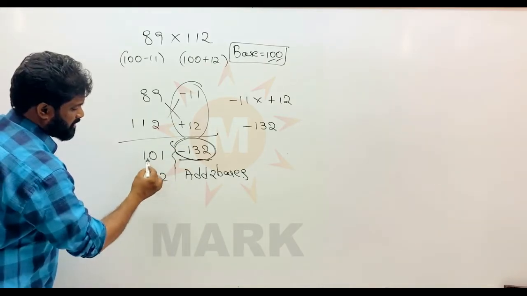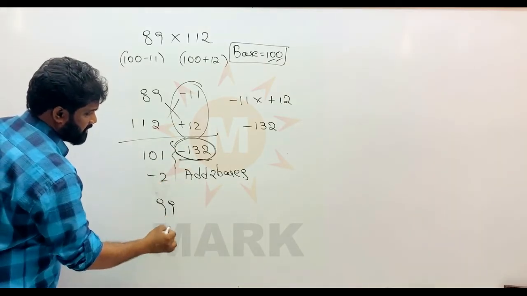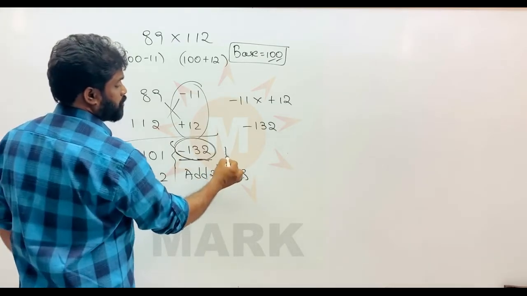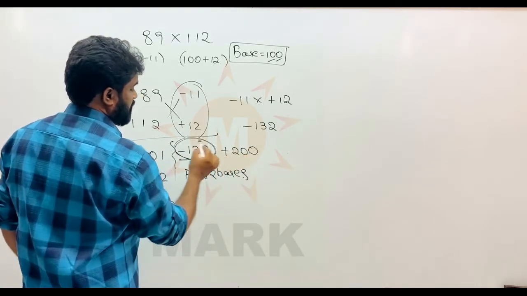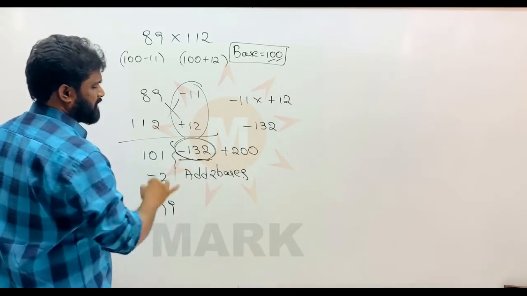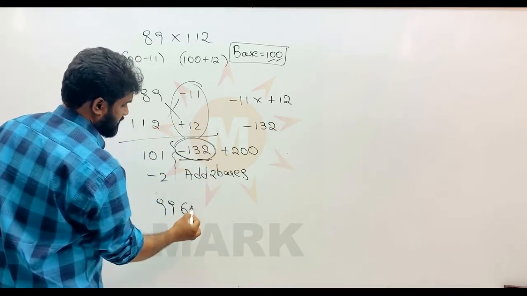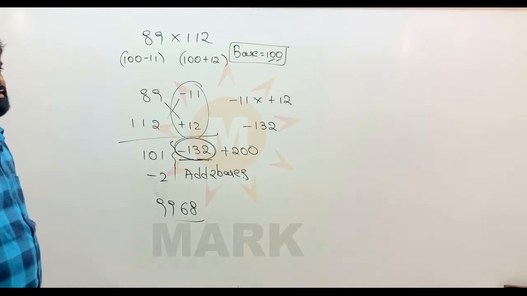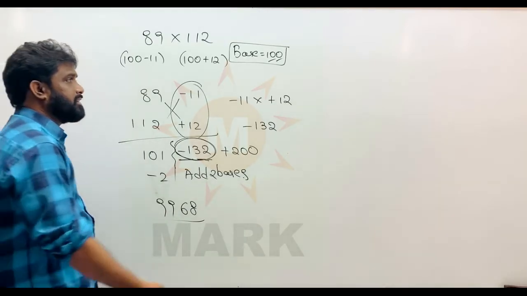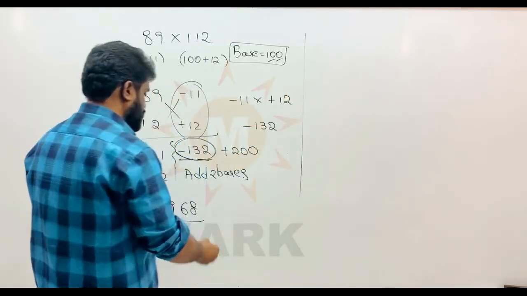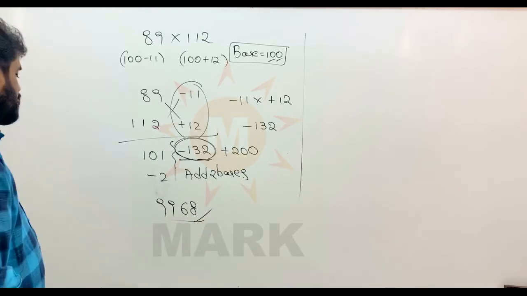So what is 101 minus 2? This is 99. Add 2 bases means plus 200. What is minus 132 plus 200? That is 68. So the answer is 9968. You can check it on the calculator and you will get the same answer.